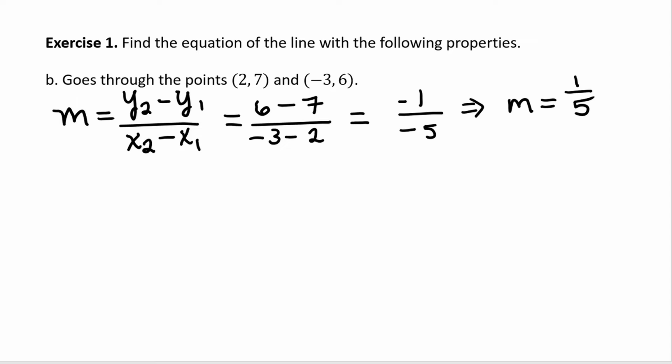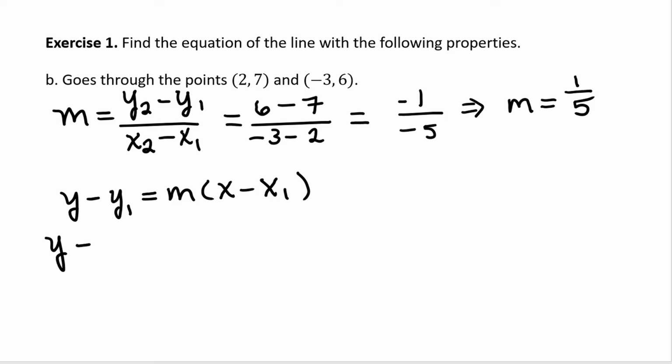Now that we have the slope, we can use either point in the point-slope form of the equation of a line, y minus y1 equals m times x minus x1. I'll choose the ordered pair with no negatives. That limits the amount of errors I can make. And so we'll have y minus, for y1, 7 equals the slope value we just obtained, which is 1/5, times x minus the corresponding x coordinate, which is 2.